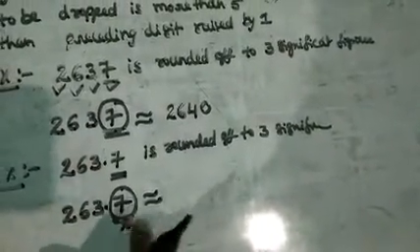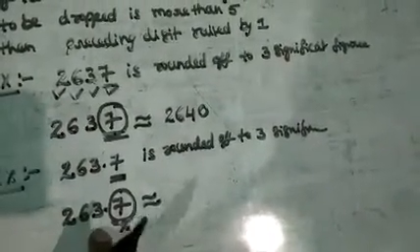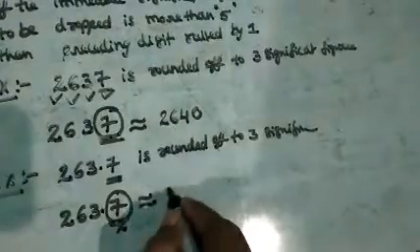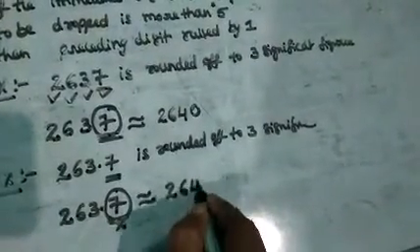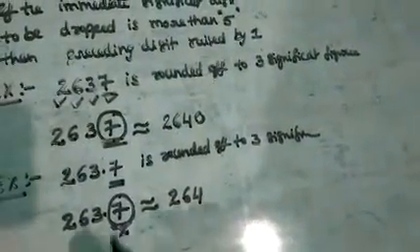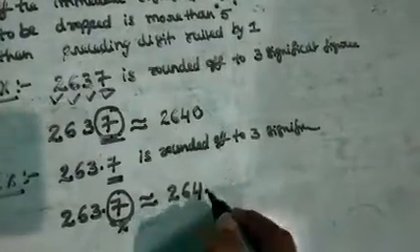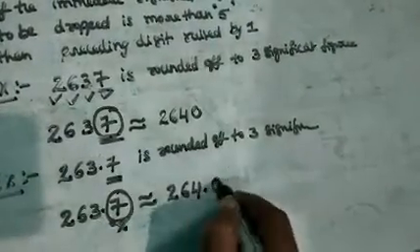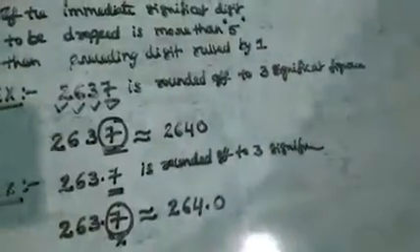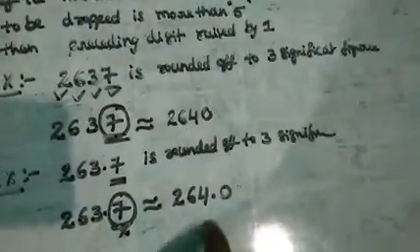Again, the dropped digit is more than 5, so the preceding digit is raised by 1. So 3 becomes 4: 264. Okay? Sir, this 7 I am deleting, so the point is there, I will write the point. In place of 7, I will write 0 also, like the previous question.